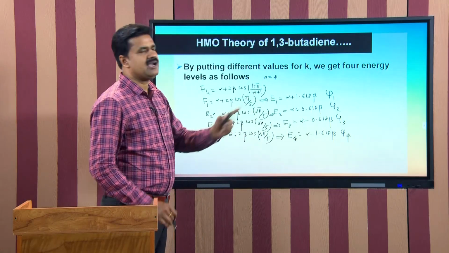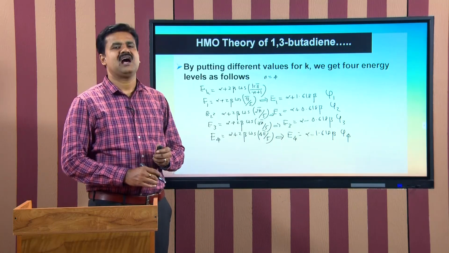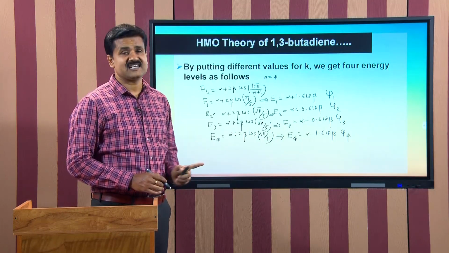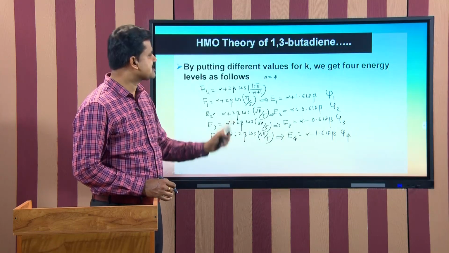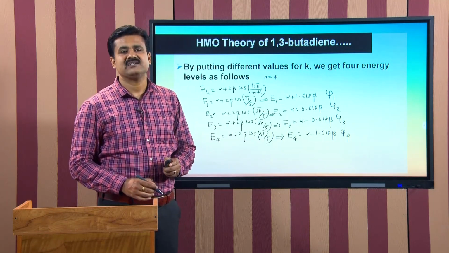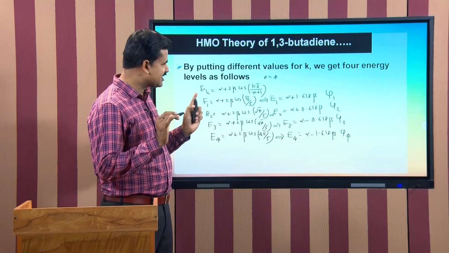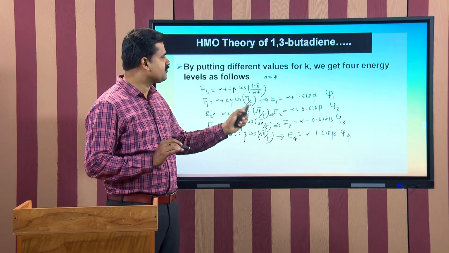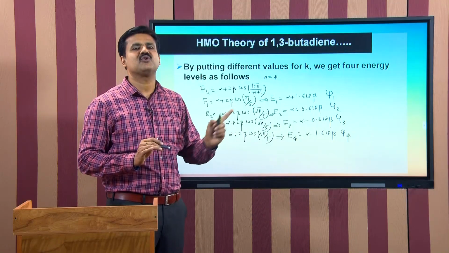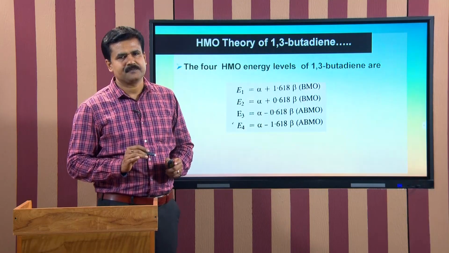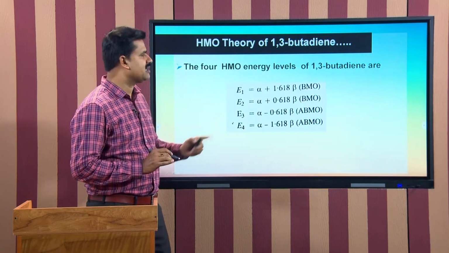We already mentioned that alpha and beta are negative quantities. So psi1 is the lowest energy level, and for the lowest energy level, E1 must be alpha plus 1.618 beta. So on solving the secular equation, we get 4 different energy levels, and these correspond to the 4 Huckel molecular orbitals psi1, psi2, psi3 and psi4.